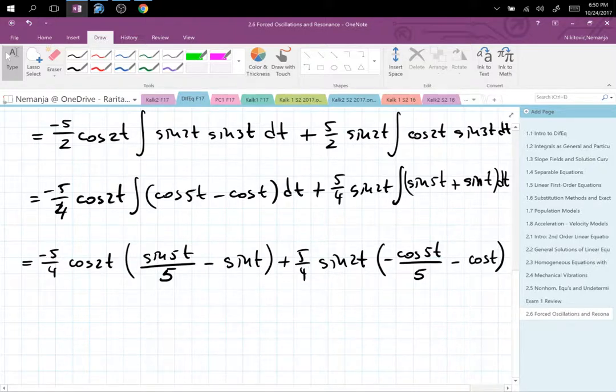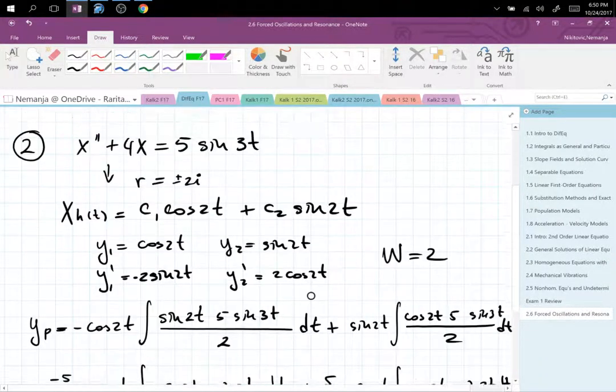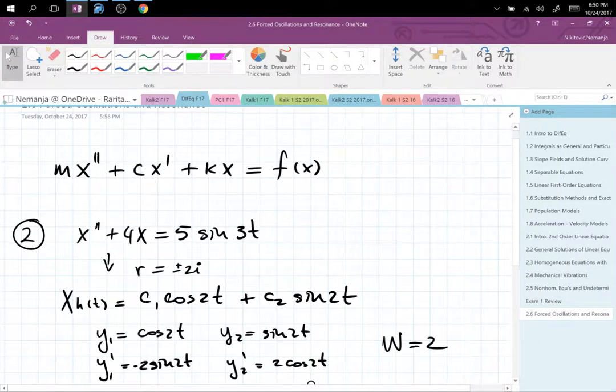Well, we are yet to work with the derivatives to get the constants, because we have x of 0 is equal to 0. I forgot to write that over here, but x of 0 equals x prime of 0, which is 0. See?